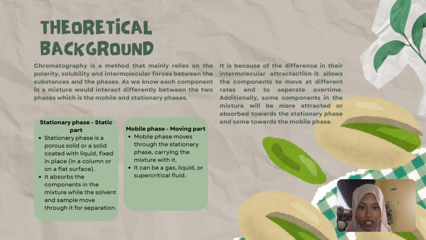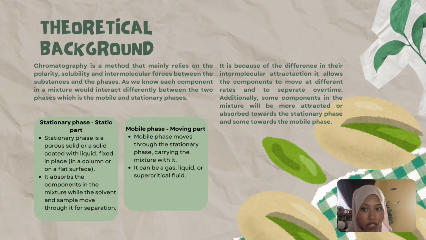Chromatography is a method that mainly relies on the polarity, solubility, and intermolecular forces between the substance and the phases. As we know, each component in a mixture would interact differently between the two phases, which is the stationary and the mobile phase. The stationary phase, or the static part, is a porous solid or solid coated with liquid, fixed in place. It absorbs the components in the mixture while the solvent and sample move through it for separation.